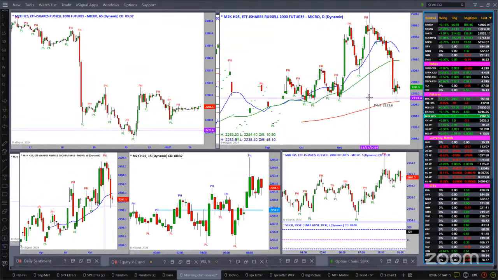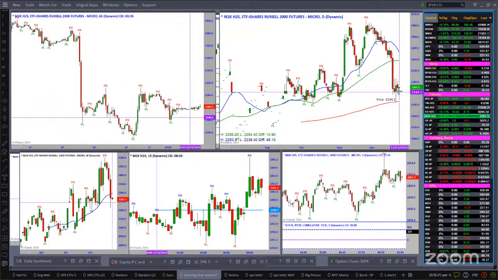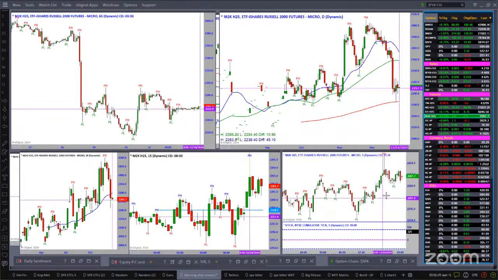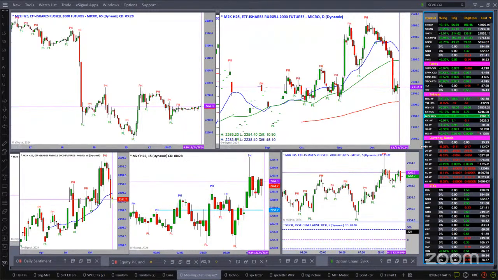Russell futures are down on this major support. They couldn't get out of their own way yesterday. They actually looked like they were going to go lower, but they didn't. Probably better. I don't know, the way they look, stay away.